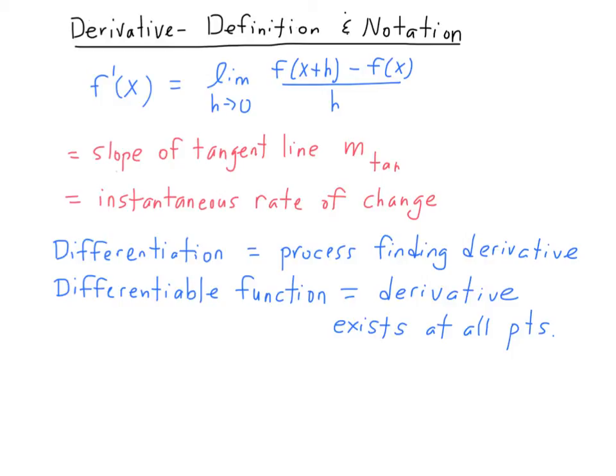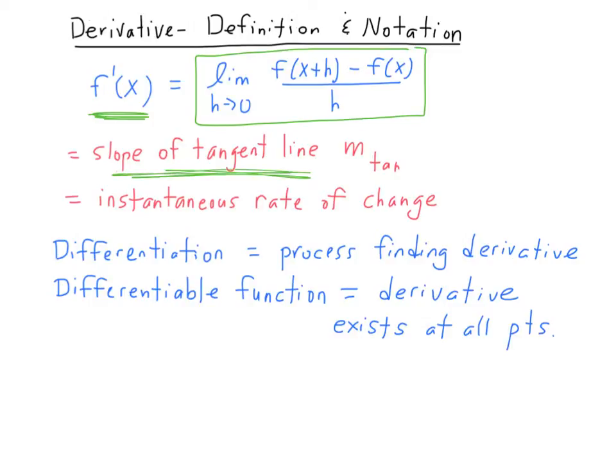Alright, let's talk about a derivative. So we define a derivative of a function as f prime of x, and you've seen this definition before. That is simply our definition for the slope of a tangent line. So a derivative is a quick way of saying slope of tangent line.